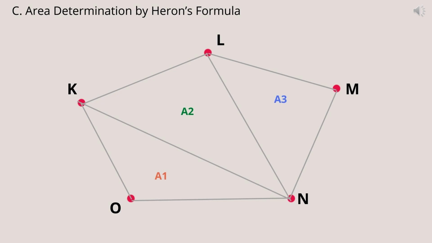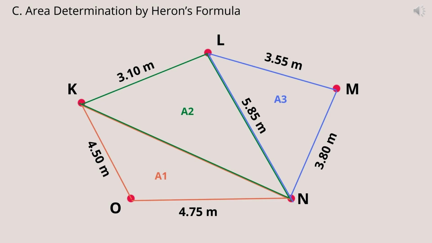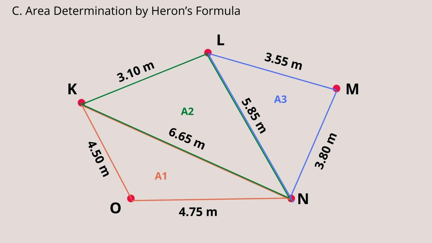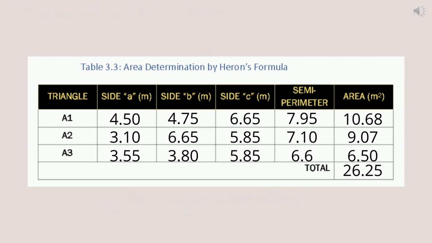Divide the polygon into 3 triangles. Number 3. Measure all the sides of the first triangle chosen and record these measurements as sides a, b, and c. Number 4. Determine the semi-perimeter of the first triangle by multiplying the perimeter of the triangle by 1/2 to determine the area of the triangle.